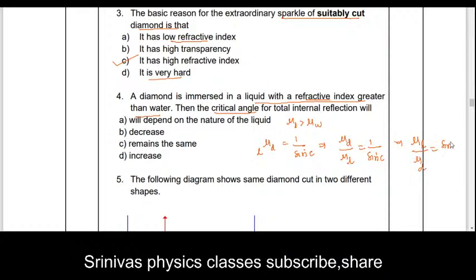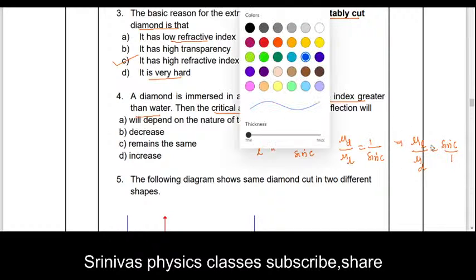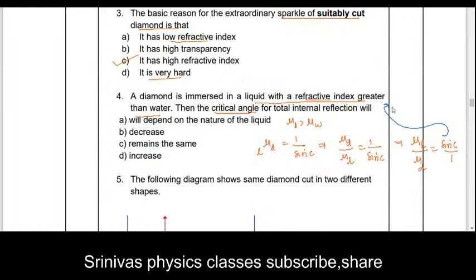write is sin C by 1. Then from this we write refractive index of liquid is directly proportional to sin C. That means if critical angle increases, refractive index of liquid increases; if refractive index of liquid increases, critical angle also increases. What they are asking in the question: a diamond is immersed in a liquid whose refractive index is greater than water. Then the critical angle for total internal reflection will be, what happens to critical angle when it is dipped in the liquid? Right? Critical angle is directly proportional to refractive index of liquid.